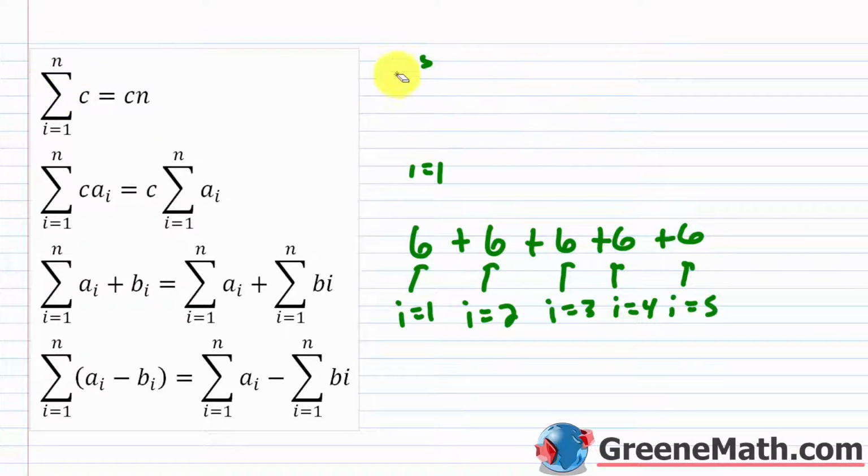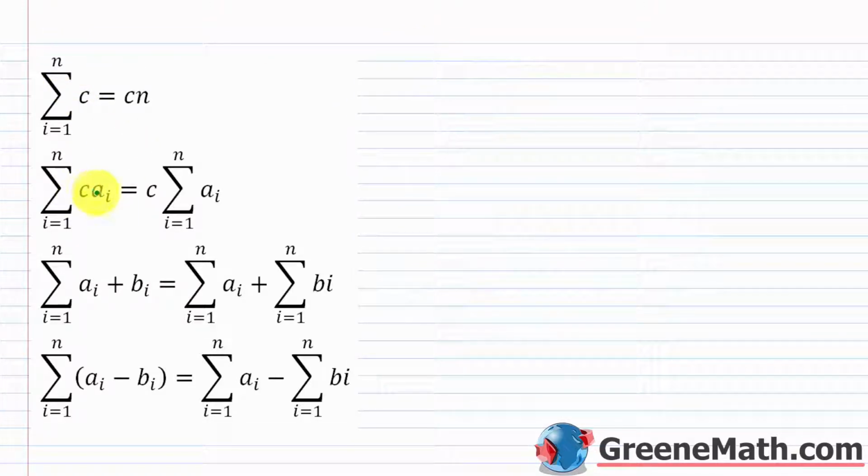Let me erase this. For the next one, I have C multiplied by A sub I. I'm just pulling C outside so I can calculate this sum first and then multiply C by that result.